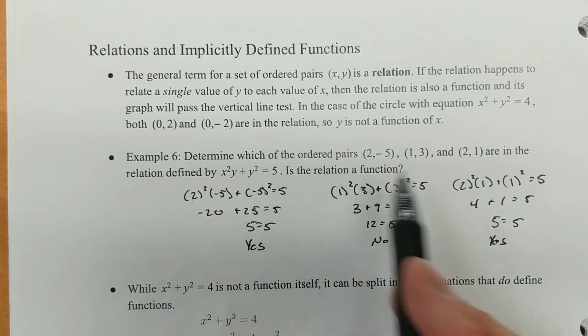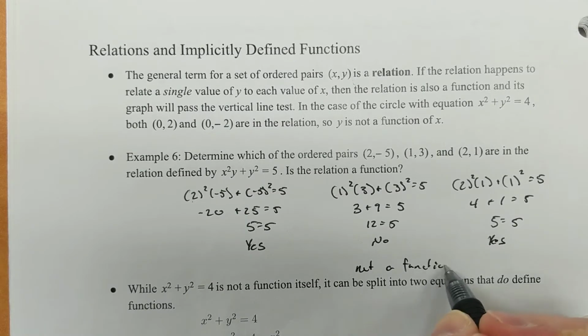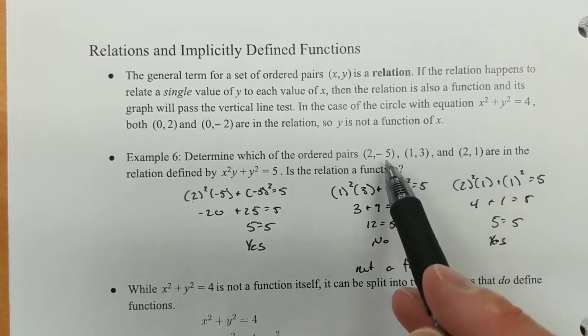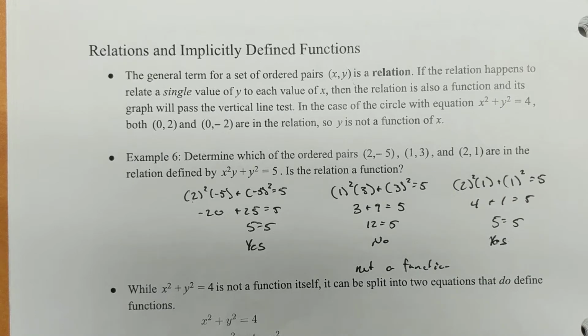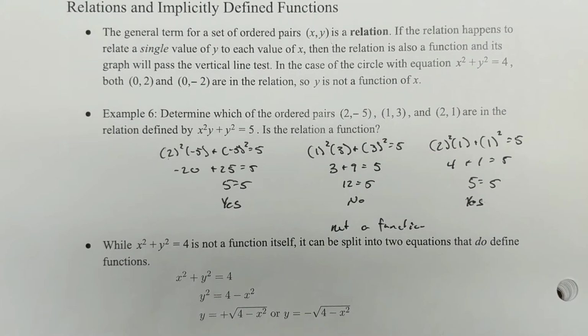Yes. Is the relation a function? No. Because I have 2 points here and here, (2, negative 5) and (2, 1), which both are in the relation, but they use the same x value. So it failed the vertical line test.